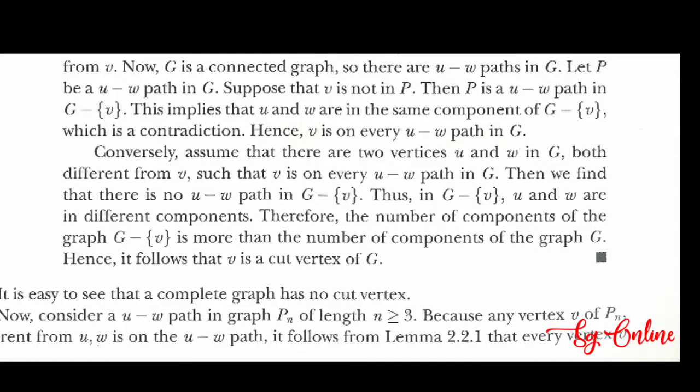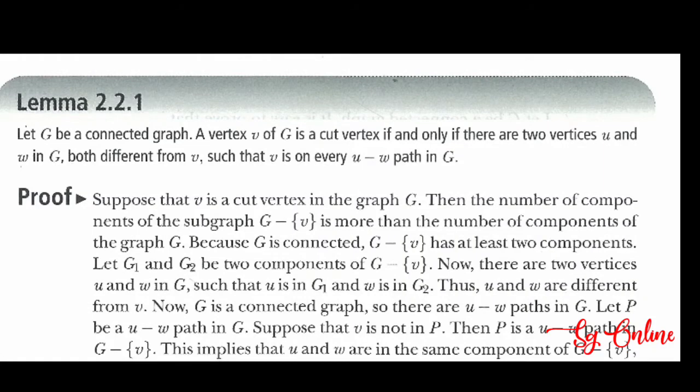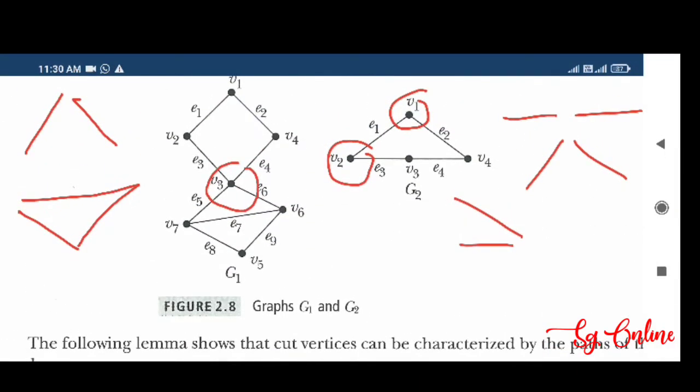Before they were joined by a path in the same component, but now they are in different components. So the number of components of the graph is increased by deletion of V, and that says that V is a cut vertex of G. So this characterizes the cut vertices. In simple words, a cut vertex is such a vertex where we can have two other vertices so that every path between them passes through V.